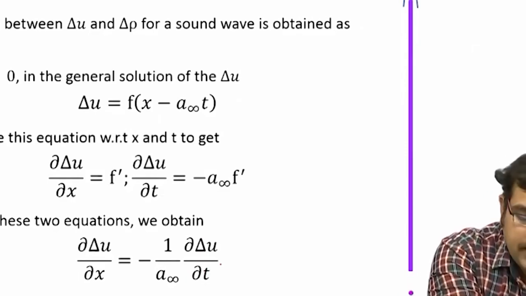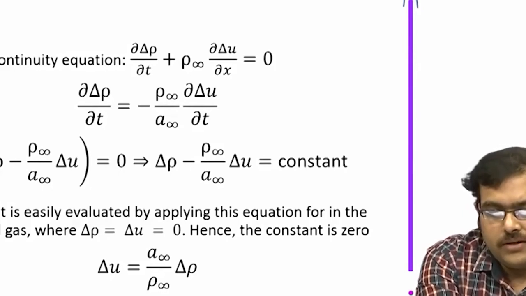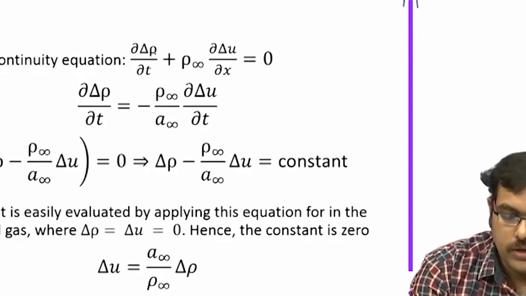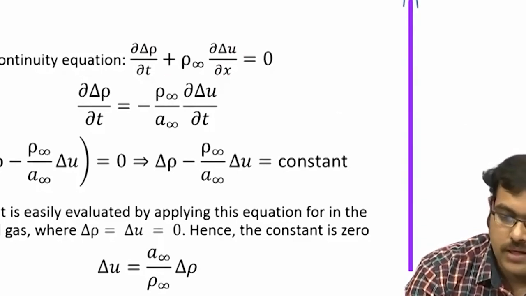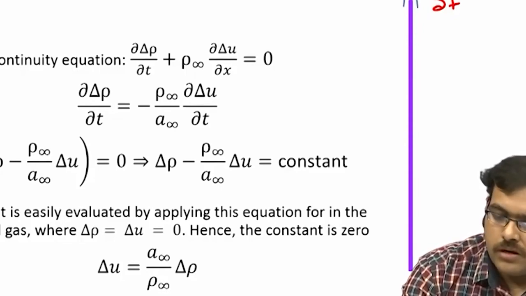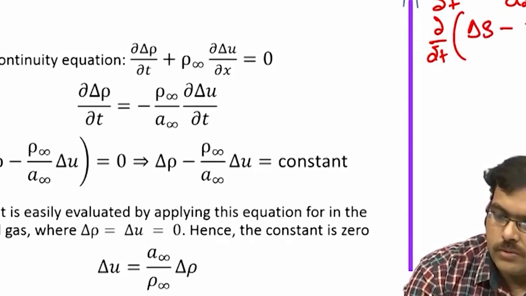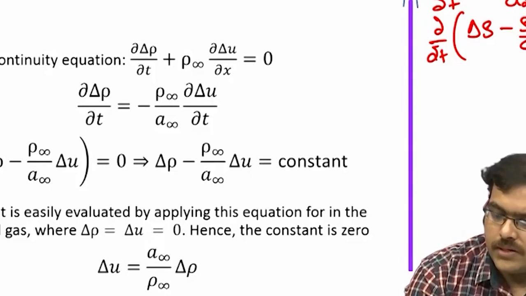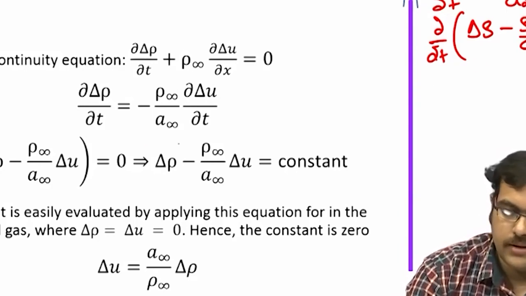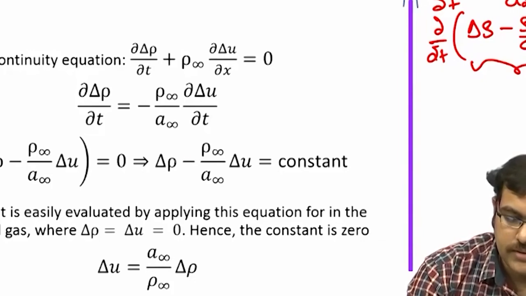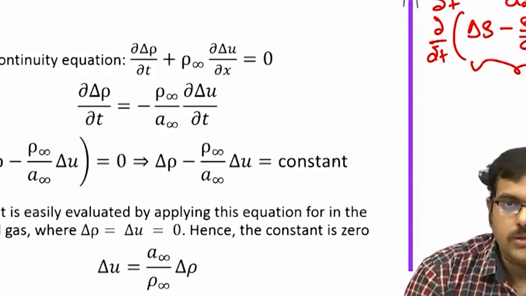Okay. Now this can be combined with the continuity equation. The continuity equation is dou delta rho by dou t plus rho infinity dou delta u by dou x. From the previous equation, you can write this as dou delta rho by dou t minus rho infinity by a infinity dou delta u by dou t. This can be taken together. Since rho infinity and a infinity are constants for this problem, this is equal to 0. So this implies that delta rho minus rho infinity by a infinity delta u is equal to a constant.